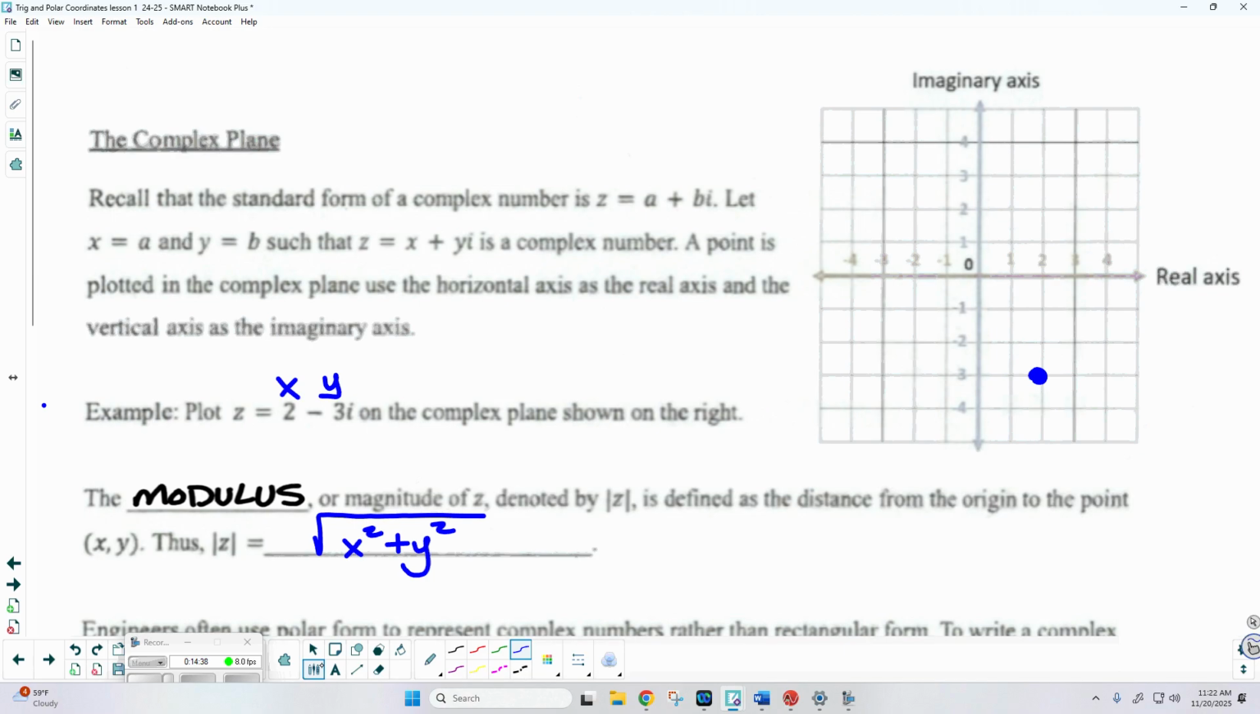So you have in a complex plane a horizontal axis and the imaginary axis. Now the modulus or magnitude of z, denoted by the absolute value, is defined as the distance from the origin to that point. So if I connect these right here, it makes sense why we're going to be using the square root of x squared plus y squared, because if I connect the origin through the path that we took, it creates a right triangle. You've got x and y. We're going to call that z. So x squared plus y squared equals z squared. We're just modifying the Pythagorean theorem.